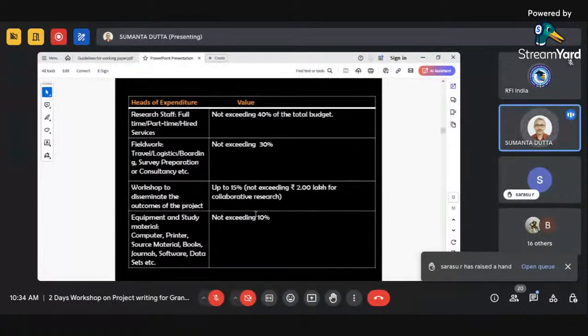So ICSSR states that 40% of the total budget, not more than that, can be allocated for the research staff. For field travel, logistics, boarding and lodging, or survey preparation, you cannot exceed more than 30% of the entire budget.